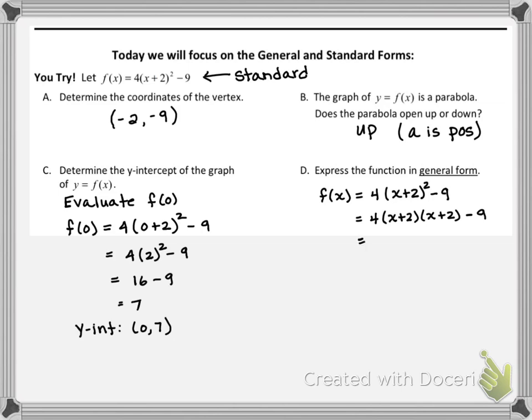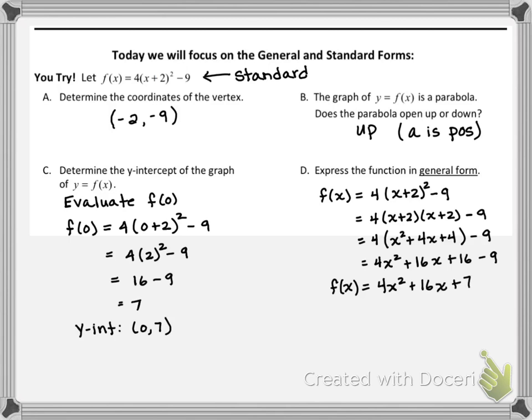So when you have 3 factors like this, I'm going to multiply x plus 2 times x plus 2, and then I'll distribute the 4. So I need the result of x plus 2 times x plus 2 in parentheses. So this is x squared plus 4x plus 4. And then we'll distribute that 4. So f of x equals 4x squared plus 16x plus 7.